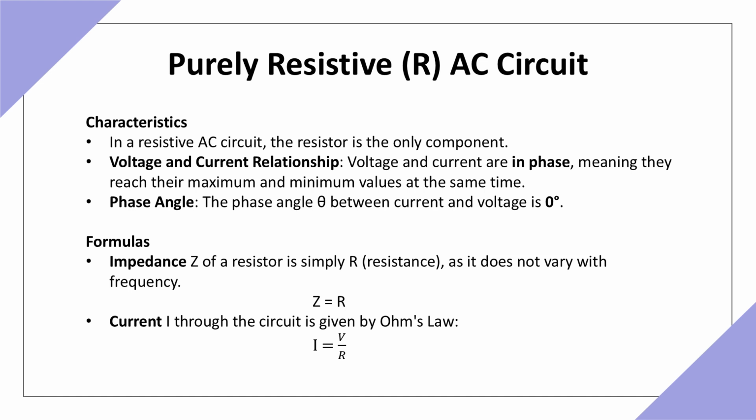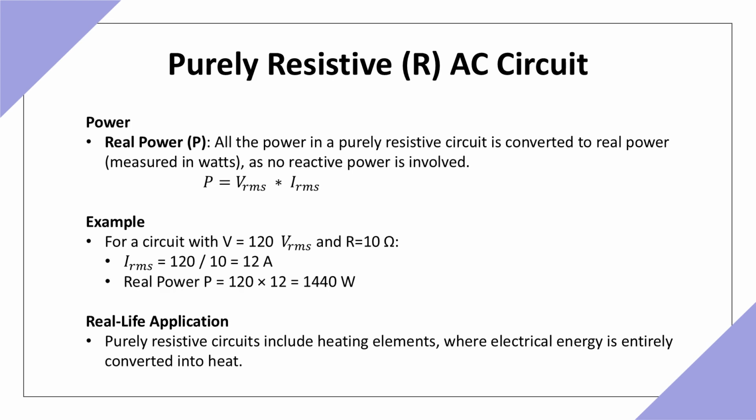The impedance is simply the resistance, Z equals R. Power is entirely real, calculated as P equals V times I. For example, with a voltage of 120 volts and resistance of 10 ohms, current I equals V/R equals 120 divided by 10, which is 12 amperes. Real power P is equal to 120 times 12 equals 1,440 watts. Applications include heating devices like electric stoves, where all energy converts into heat.